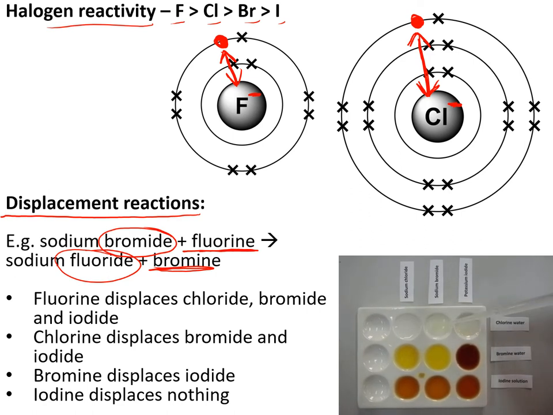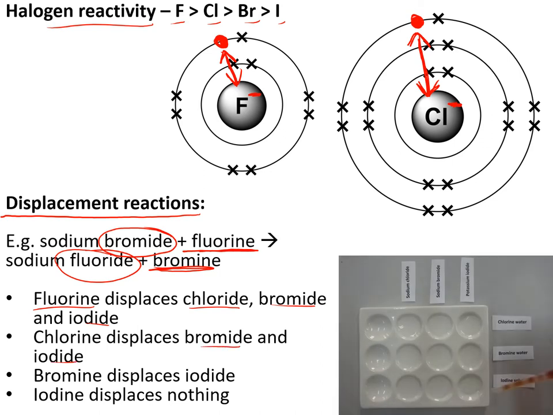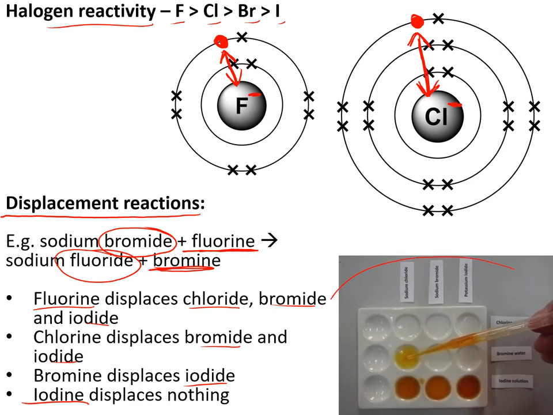So we can see that fluorine displaces chloride, bromide, and iodide. Chlorine displaces bromide and iodide. Bromine displaces iodide, and iodine displaces nothing because it's not more reactive than any of them. And we can do an experiment to do this, and you can see that in this GIF here.